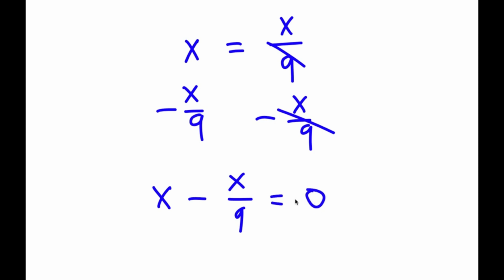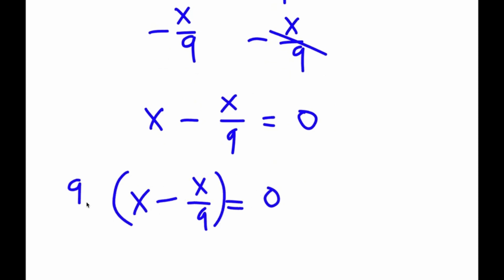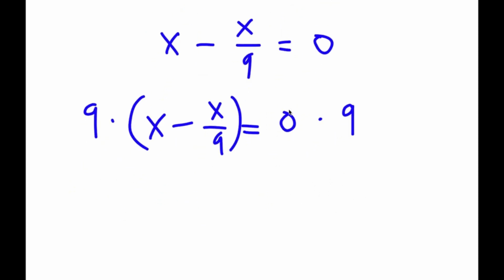Now, I'm going to go ahead and multiply both sides by 9. So now I have x minus x over 9 times 9 is equal to 0 times 9. Well, everyone knows that 0 times any number is simply equal to itself. So 0 times 9, that's simply equal to 0. And now the reason I multiplied 9 on both sides is to get rid of this denominator. This 9 is a denominator.